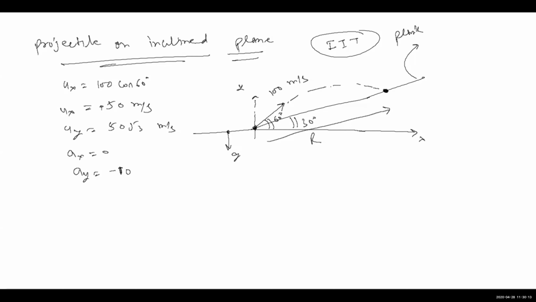The irony is this projectile cannot hit the ground. It will be hitting somewhere here. So what will be the coordinate of this point? In terms of r, let's say it is x comma y. The x coordinate of this point, meaning displacement along the x-axis, this projectile will hit this point when it travels along the x-axis equivalent to r cos 30. R is not known, which is r root 3 by 2. And along the y-axis, r sin 30.